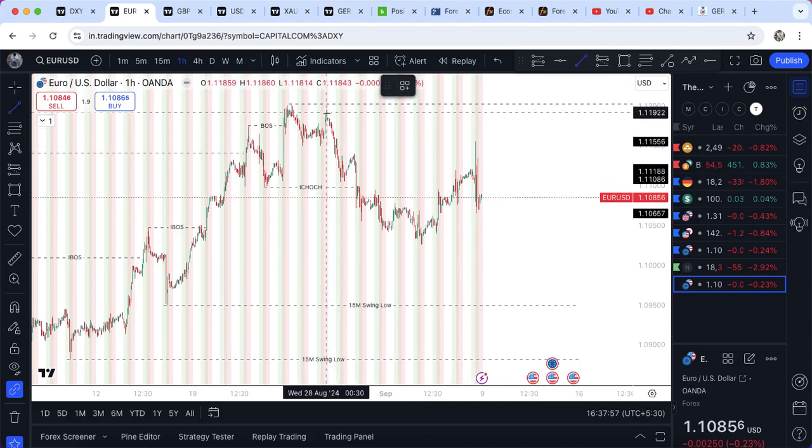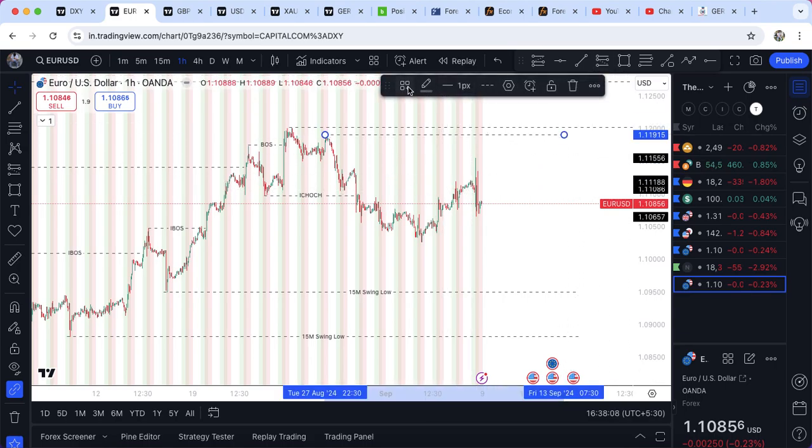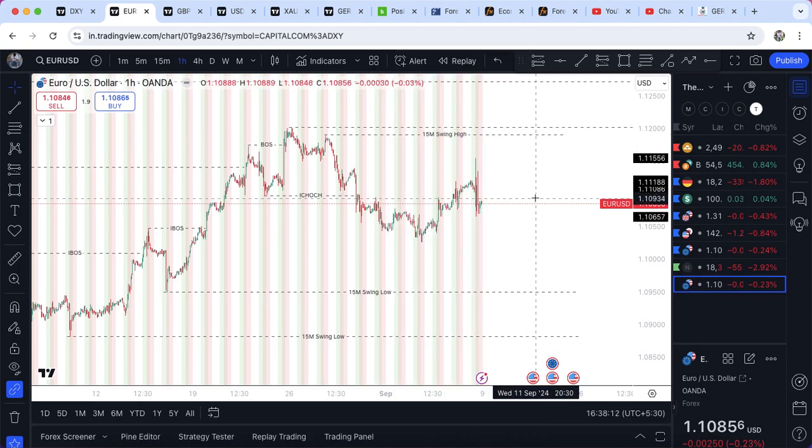So let's just mark out this is our internal structural base where we are looking to be taking our trades from. So right now I'm just going to put this as a 15 minutes high. Hope you guys are following me. It's going to be a 15 minutes high.